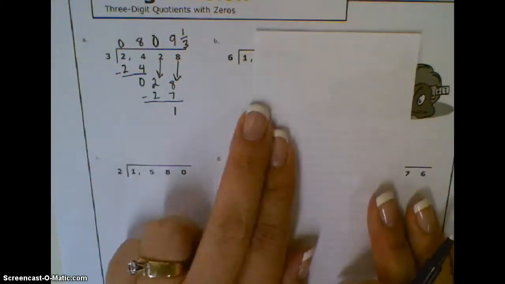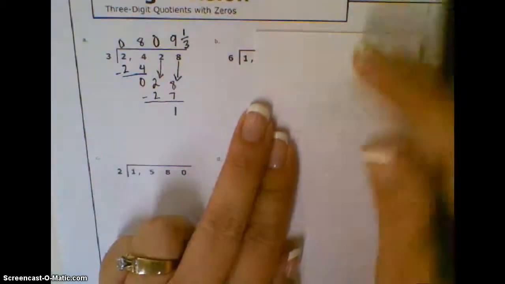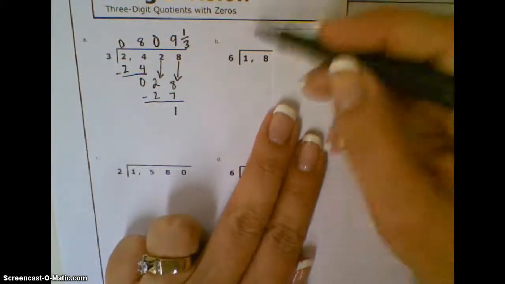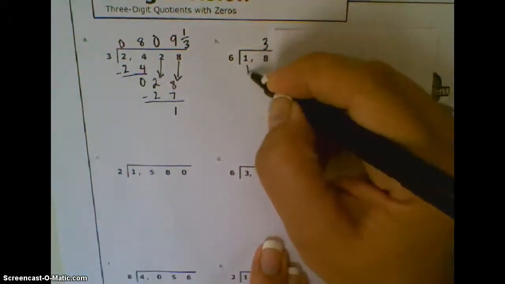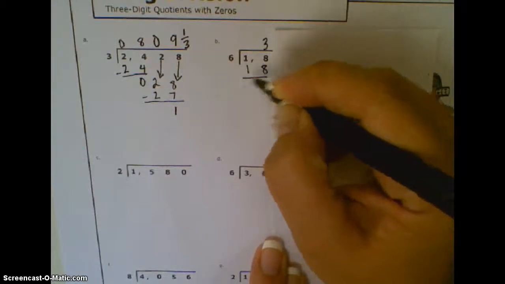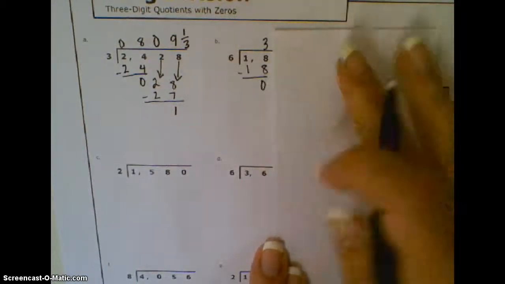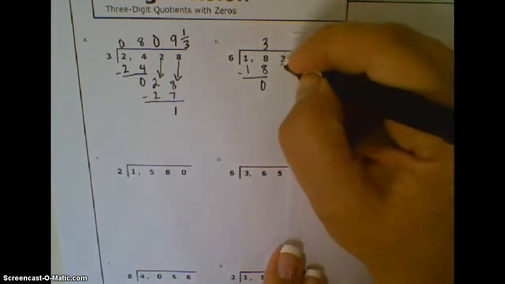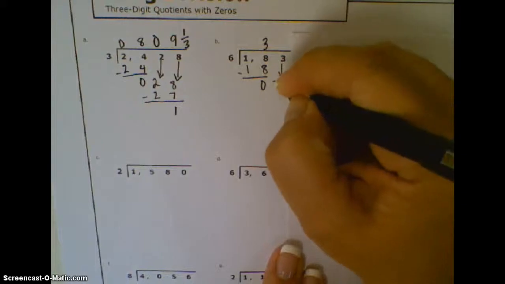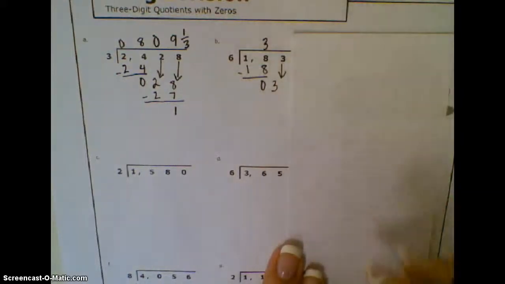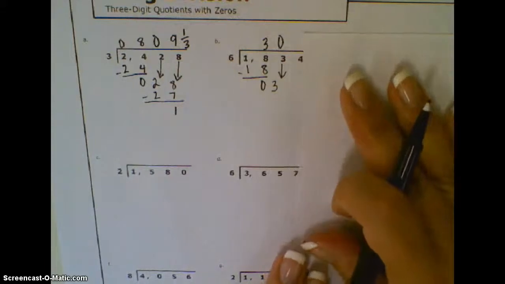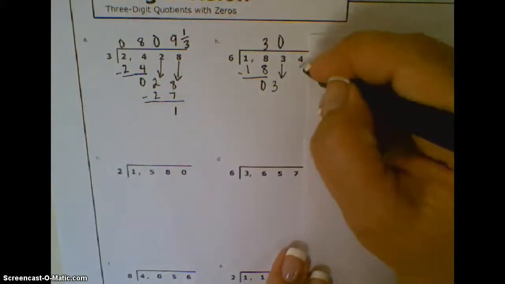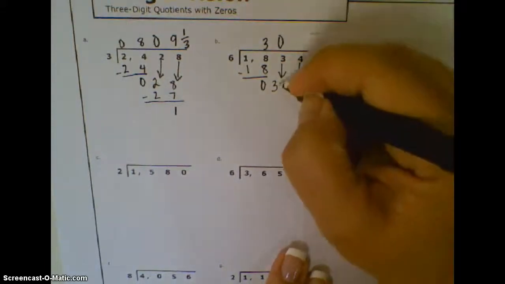Next, moving over, I've got 6 into 1. It won't go, so I need to move over. 6 into 18, I know that fact. 6 times 3 is 18. I can subtract and I get a 0. I'm going to move this over and bring down my next digit, a 3. 6 can't go into 3, there's not enough, so I need a 0 here. And then I'm going to bring down my next digit, a 4.